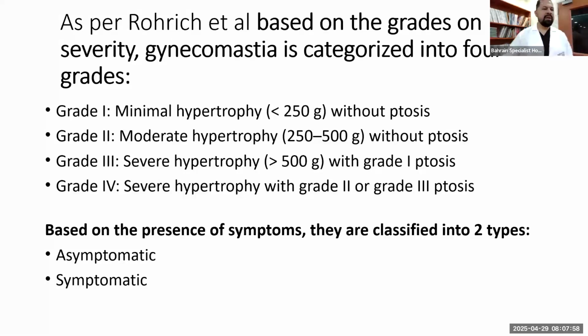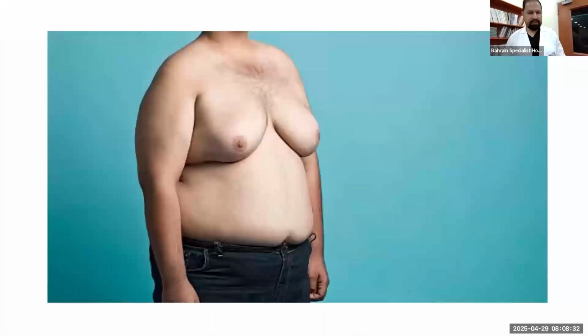There's one more classification as per Rohrich, and this is graded as grade 1 is minimal hypertrophy, like less than 250 grams without ptosis, and grade 2 is moderate hypertrophy, in between 250 and 500 grams without ptosis, and grade 3 is severe hypertrophy, more than 500 grams with grade 1 ptosis, and grade 4 is severe hypertrophy with grade 2 or grade 3 ptosis. And based on the presence of symptoms, they are classified into 2 types, asymptomatic and symptomatic.